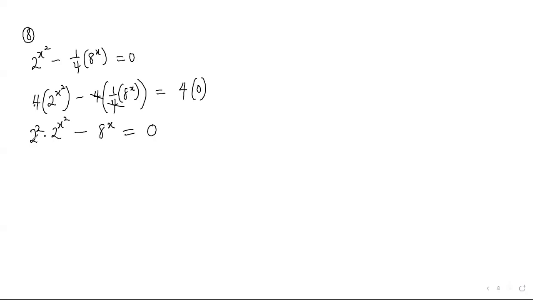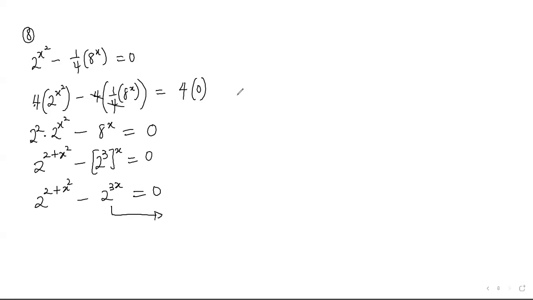And you should know we have the same base and we are adding the powers. So you have 2 to the power 2 plus x squared, then minus this 8 can be written as 2 to the 3rd power, all to the x equal to 0. And of course, this is the same as 2 to the 2 plus x squared minus 2 to the 3rd power times x equal to 0. And I would like to take these to this side. So I have 2 to the 2 plus x squared is equal to 2 to the 3rd power times x, right?